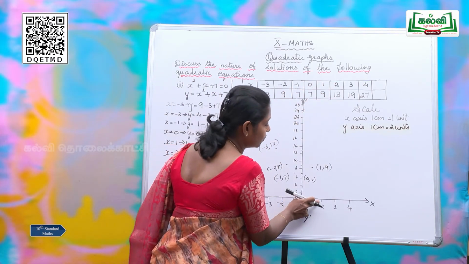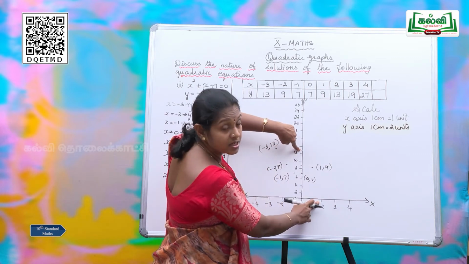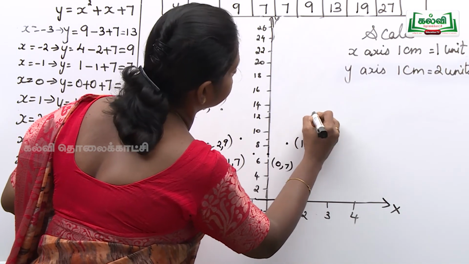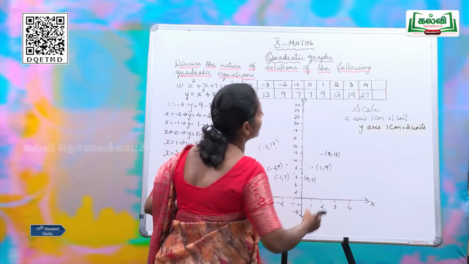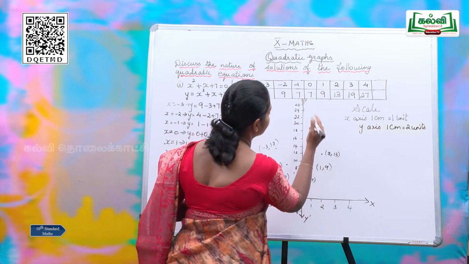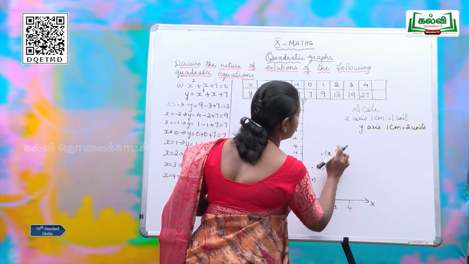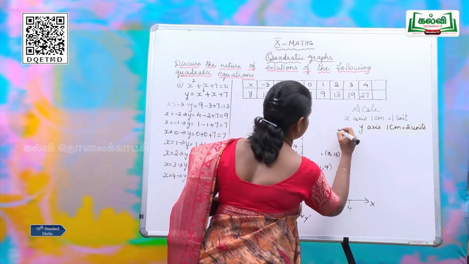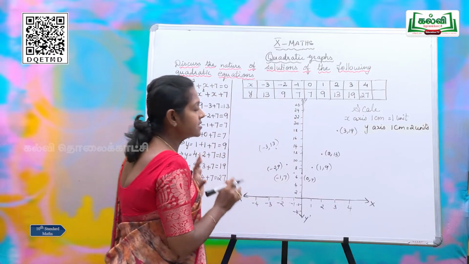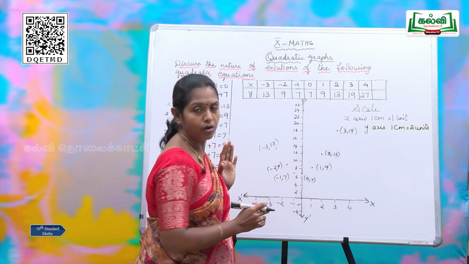Okay, next 2, 13. What is 2? Where is 2? On x-axis here. 13 is here. Already we marked, right? So 2, 13. It will be here. The next one, 3, 19. So where is 3? Here. 19 will be, lies between 18 and 20. So that 3 and 19. 3, 19. I think this is enough. Anyhow, we have more points. One more point. It is no need, right?